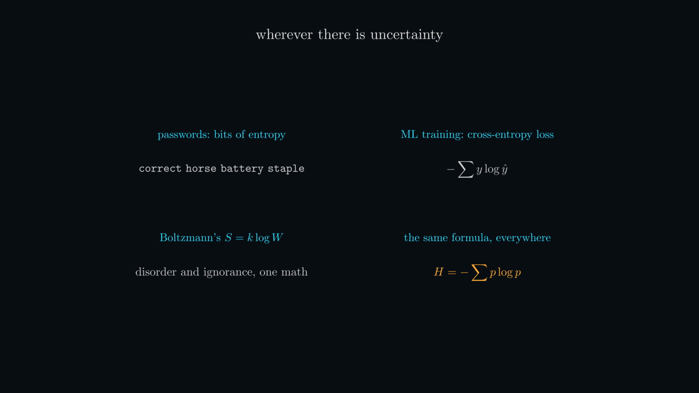And beyond files, password strength is measured in bits of entropy, how many halvings an attacker must survive. Machine learning trains by minimizing cross-entropy. The model pays 1 surprise unit for every wrong prediction it makes confidently. Physics got there first. Boltzmann's thermodynamic entropy and Shannon's formula are the same expression, disorder and ignorance, one mathematics. Wherever there is uncertainty, there is a number counting it.